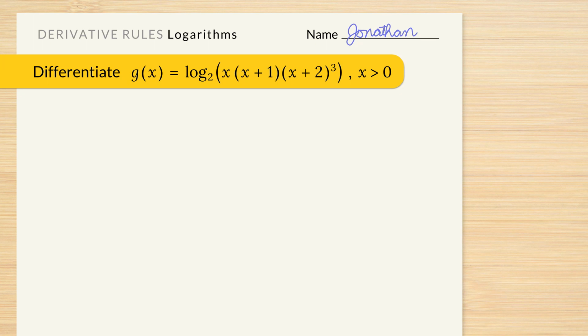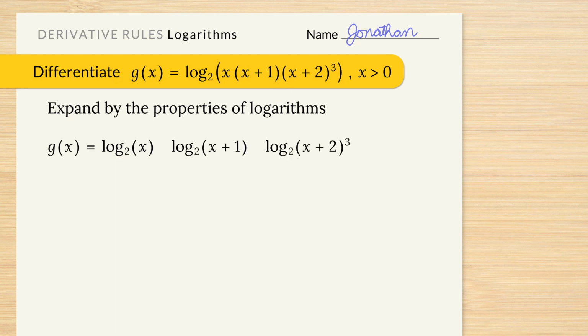Differentiate the function g of x equals log base 2 of x multiplied by x plus 1 multiplied by x plus 2 to the 3. We can differentiate the function as is, but I prefer to simplify the function. Expand by the properties of logarithms. There are 3 things multiplied together here, the x, x plus 1, and x plus 2 to the 3.